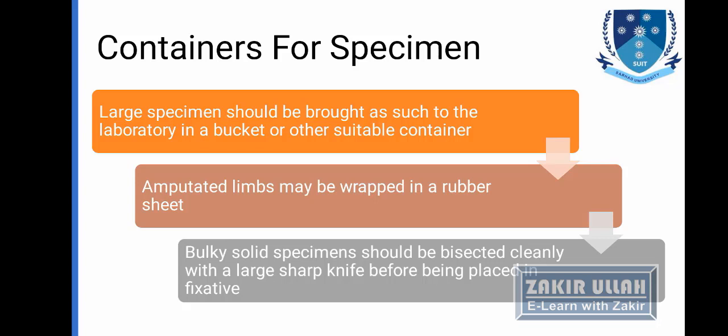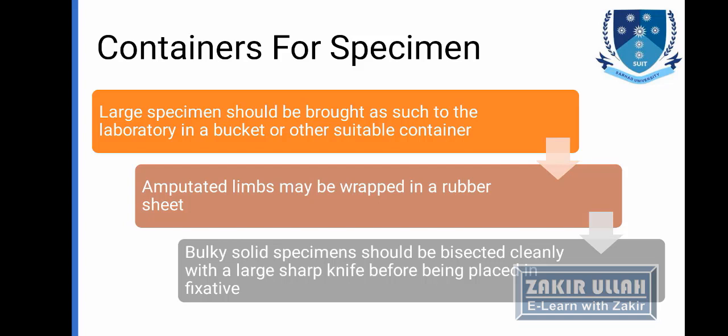For amputated limbs, they should be wrapped in a rubber sheet and then brought to the laboratory. Because we do not have a specific container for limbs, it should be brought as such into the laboratory, wrapped in a rubber sheet, just like in the old days. A rubber-type bucket was used for water, for things like large tumors or spleen or liver.